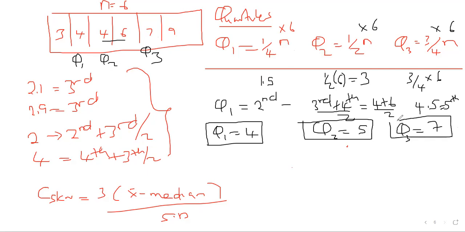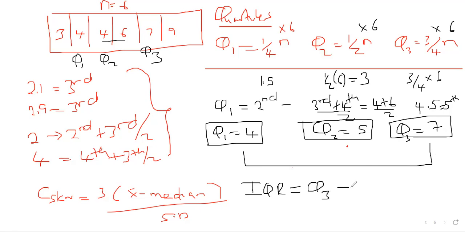All right. So now we want to relate these two guys here. So the difference between the third quartile and the first quartile is the interquartile range. So Q3 minus Q1, 7 minus 4, what we get is a 3. So this is called our interquartile range. Are we moving together?